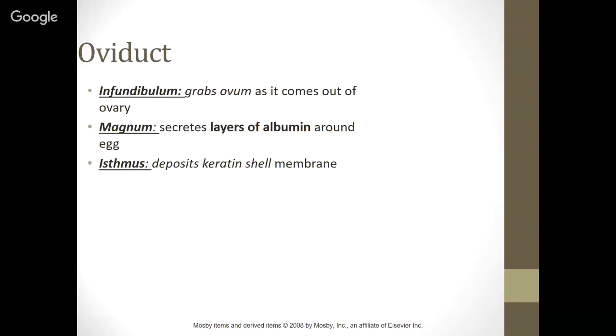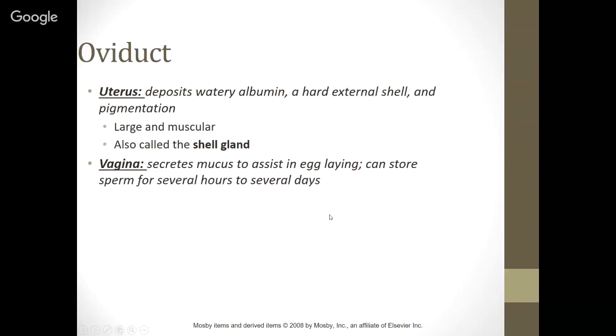So think about the egg, think about a hard-boiled egg. That layer of albumin around the egg is the white. The keratin shell membrane is a thin membrane. If you're peeling an egg, you know there's that thin membrane that you get between the shell and the actual egg white. The uterus deposits a watery albumin, a hard external shell, and pigmentation.